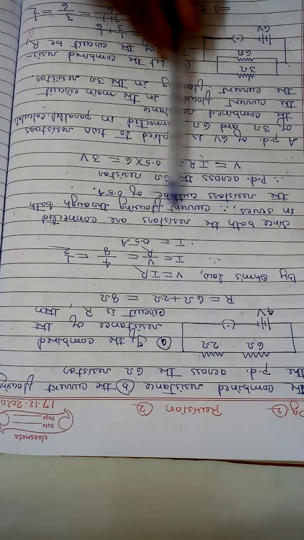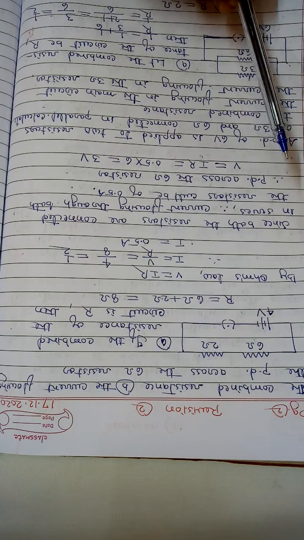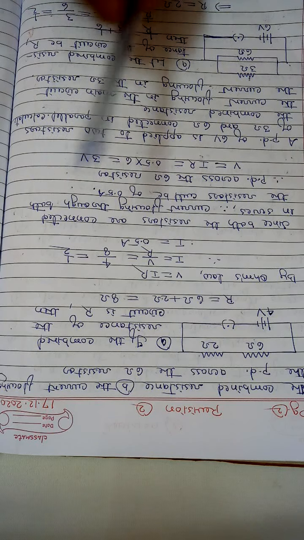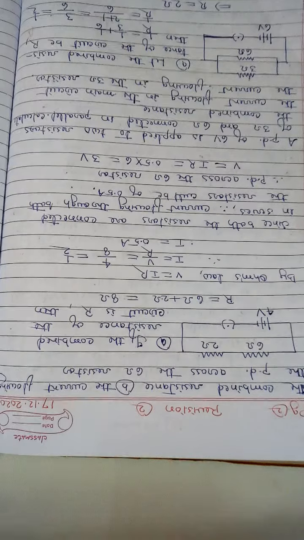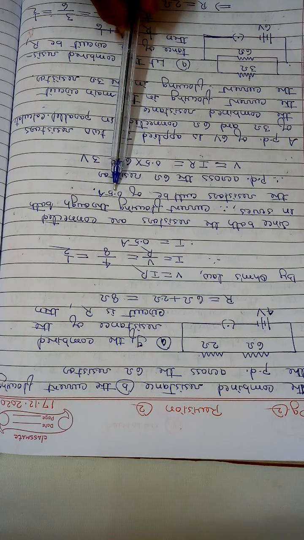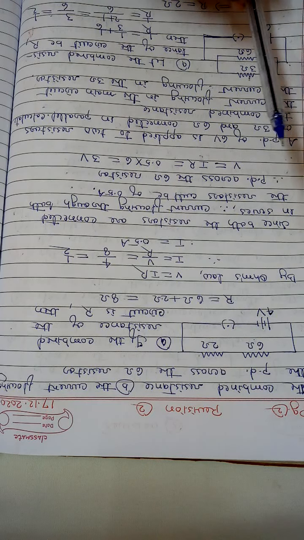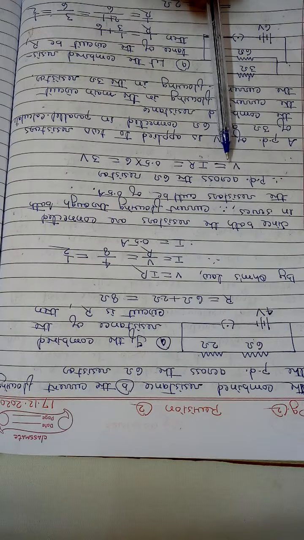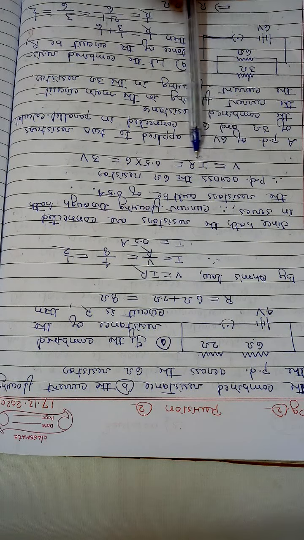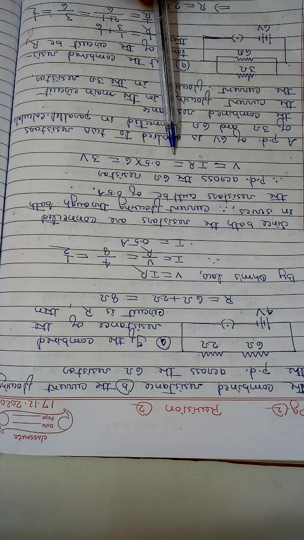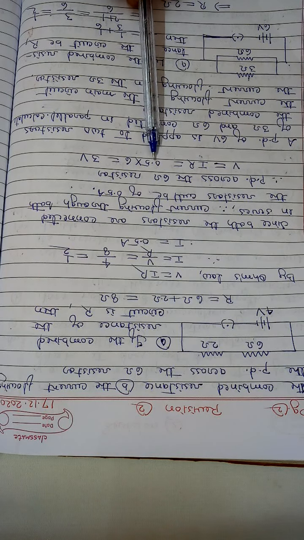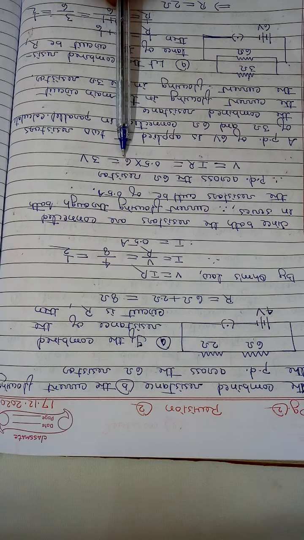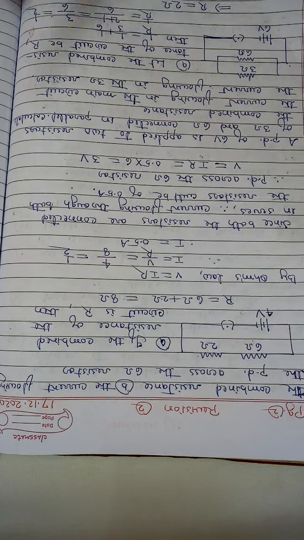Now since both the resistors are connected in series, the current flowing through both the resistors will be the same, that is 0.5 ampere. We have to find out the potential difference across the 6 ohm resistor. So by Ohm's law, V equals IR, we are substituting the values: 0.5 into 6 equals 3 volts.